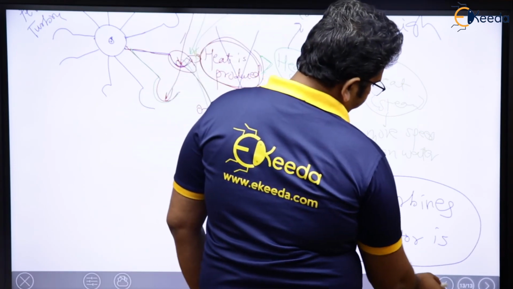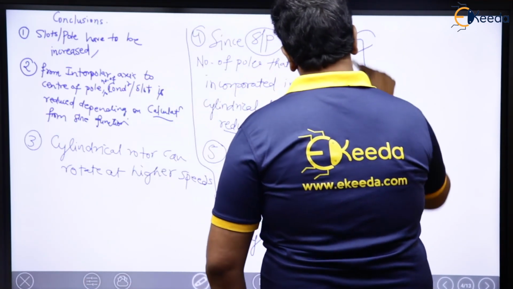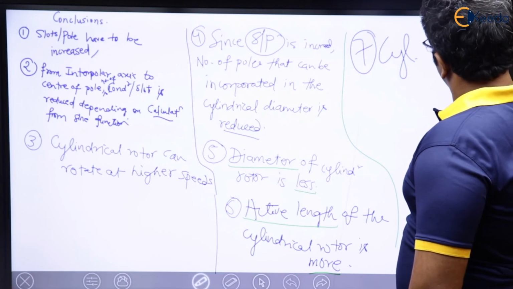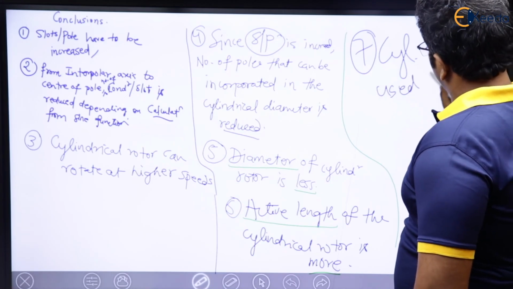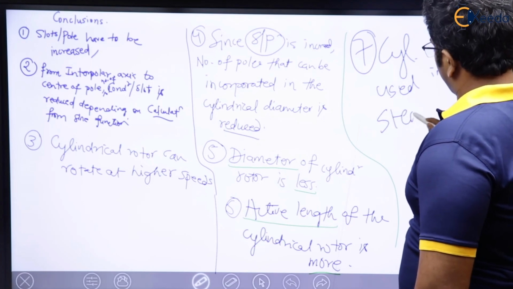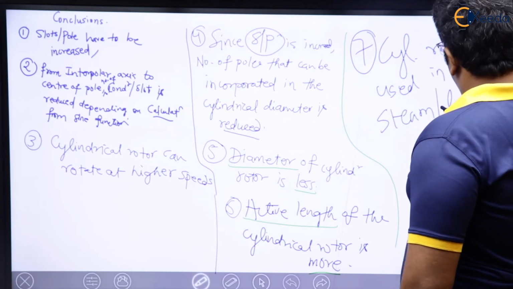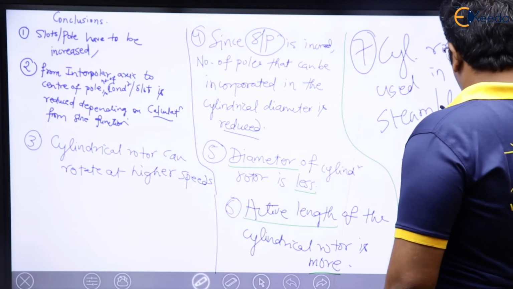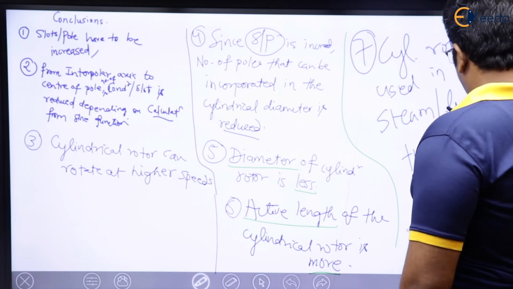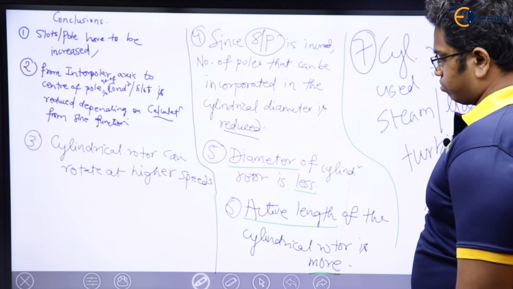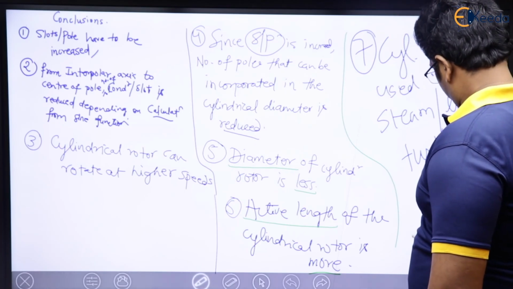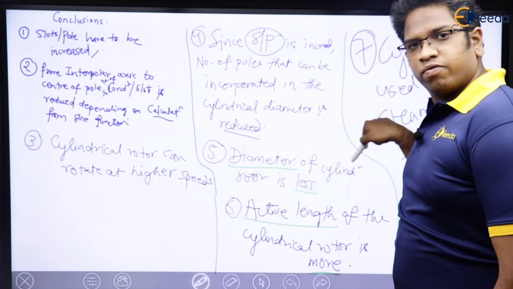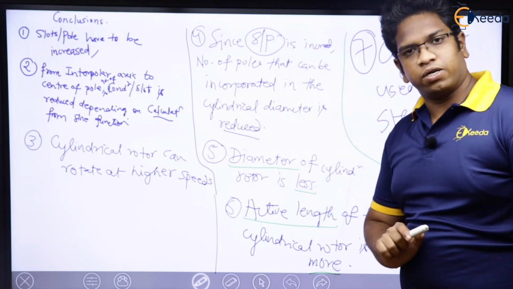So let me write this in conclusion. The seventh one: cylindrical rotor used in steam or gas turbines. That's it. Please note all of this. All of these are for cylindrical rotor. Thank you.